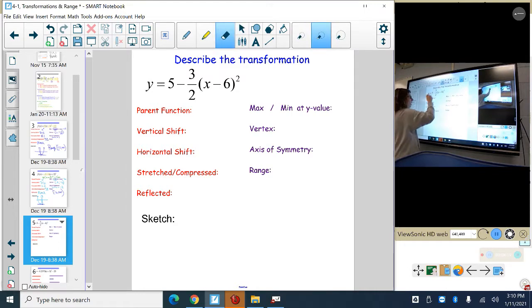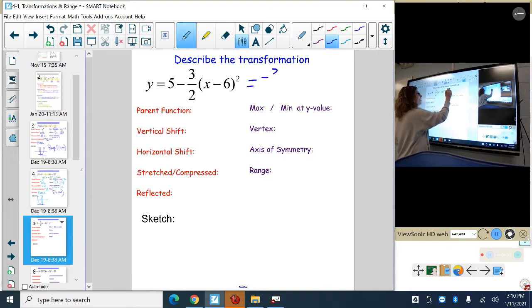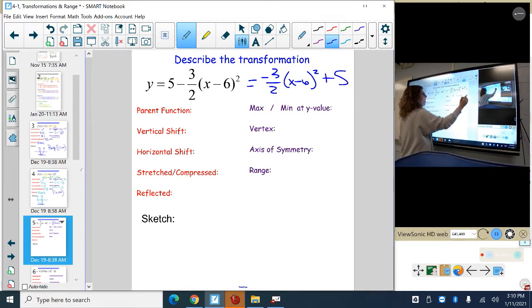Okay, and I'm going to rewrite this. This is the same thing as negative 3 over 2 times (x minus 6) squared plus 5. Why plus 5? Because the 5 was positive, so therefore I had to keep it that way, okay? So reading this function from left to right, it is negative. The negative is on the outside, so therefore it is reflected over the x-axis.